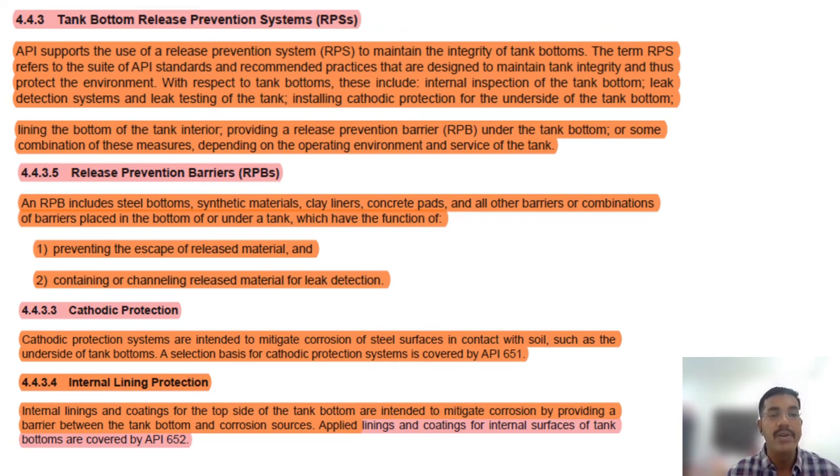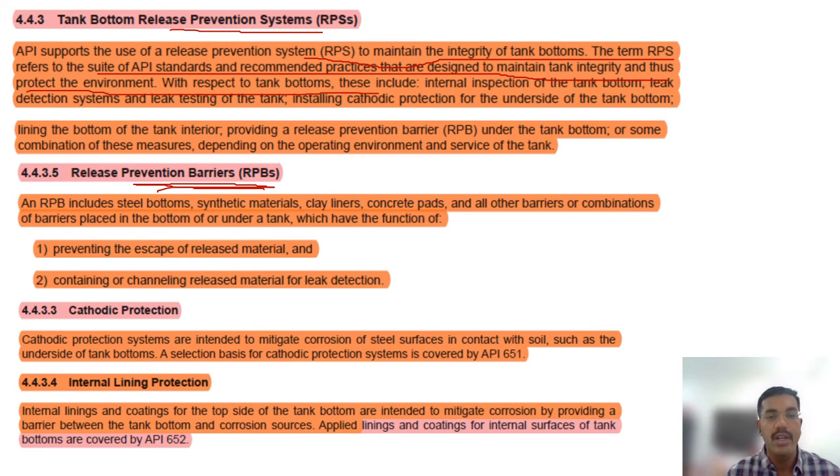Tank bottom release prevention system and release prevention barrier. How can we put a barrier so that the tank bottom leakage will not happen, and what are the systems we are using? Okay. So API supports the use of release prevention systems to maintain the integrity of tank bottoms. The term RPS refers to the suite of API standards and recommended practices that are designed to maintain tank integrity and thus protect the environment.